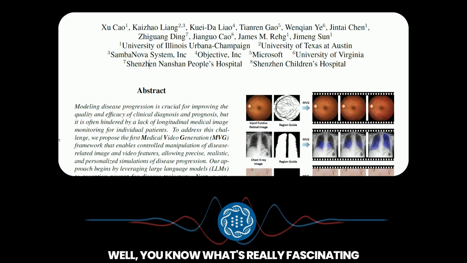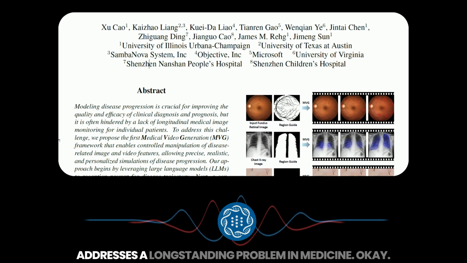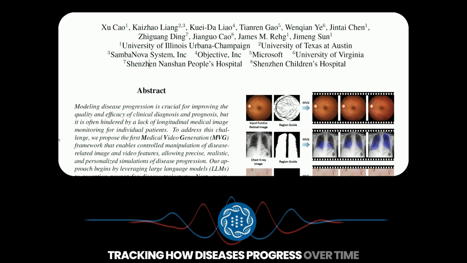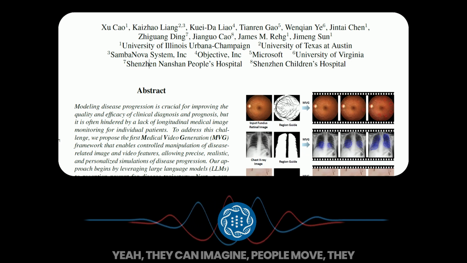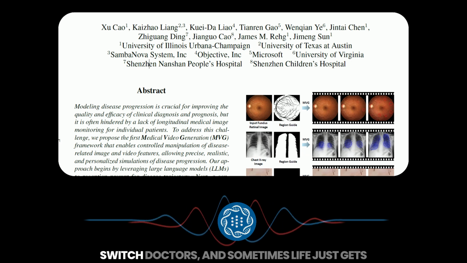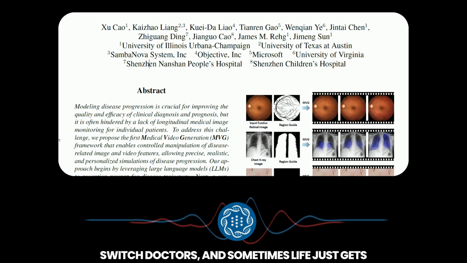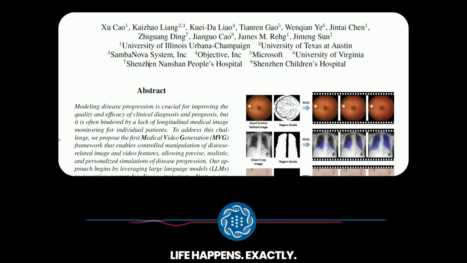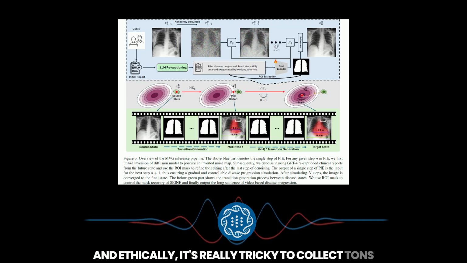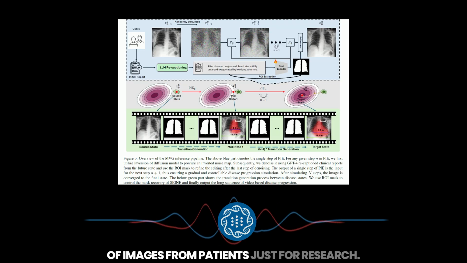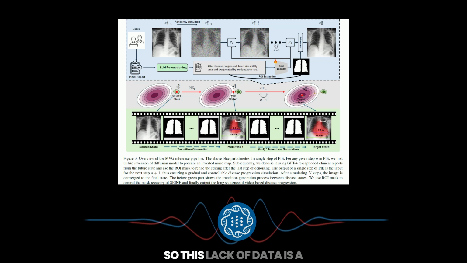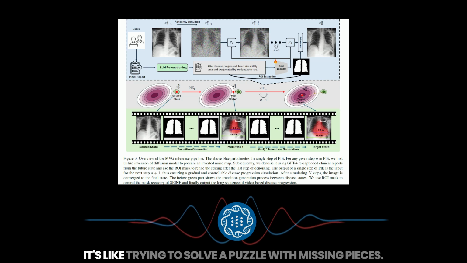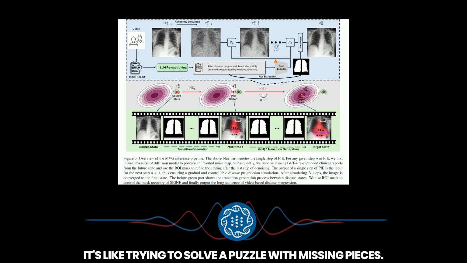Well, you know what's really fascinating about this research is that it addresses a long-standing problem in medicine. Tracking how diseases progress over time has always been a challenge. Yeah, I can imagine. People move, they switch doctors, and sometimes life just gets in the way of those regular checkups. Right? Life happens. Exactly. And ethically, it's really tricky to collect tons of images from patients just for research. Oh, that makes sense. So this lack of data is a real hurdle in understanding how diseases evolve. It's like trying to solve a puzzle with missing pieces.